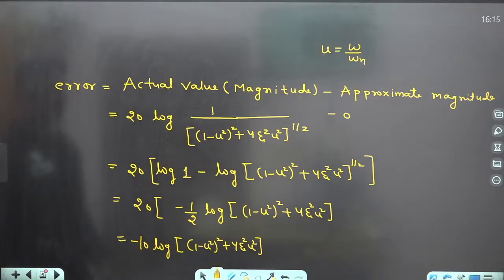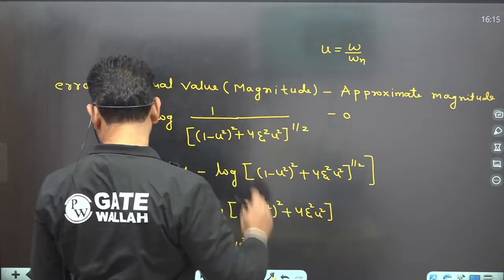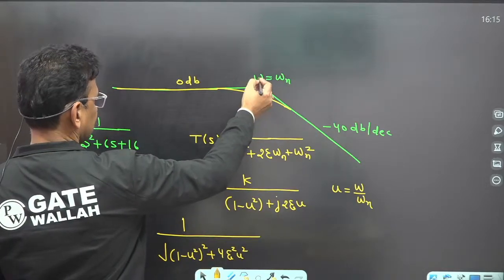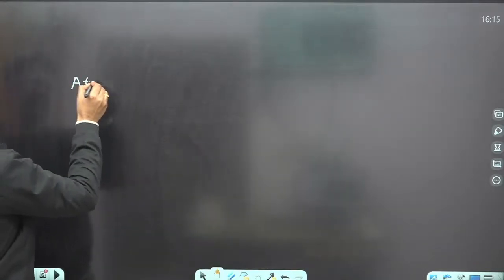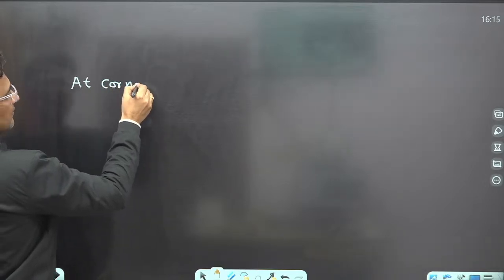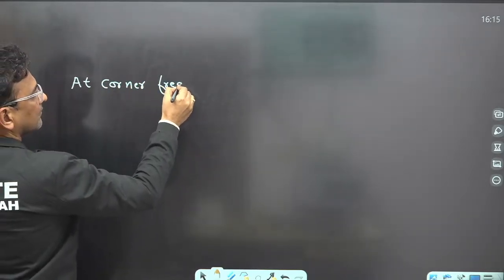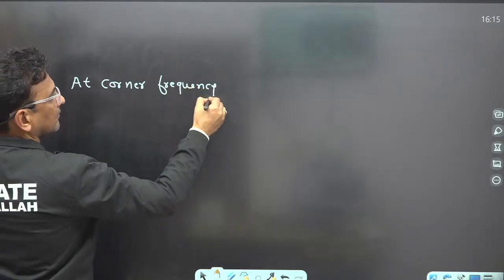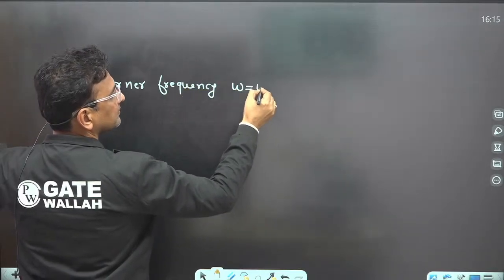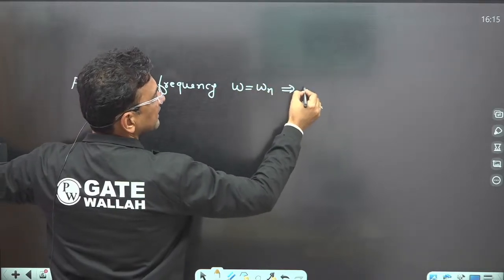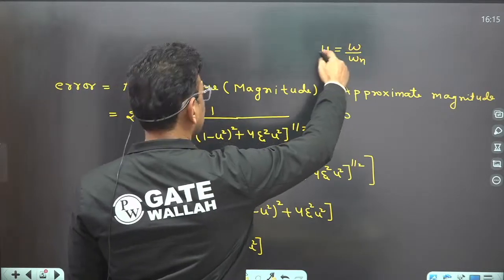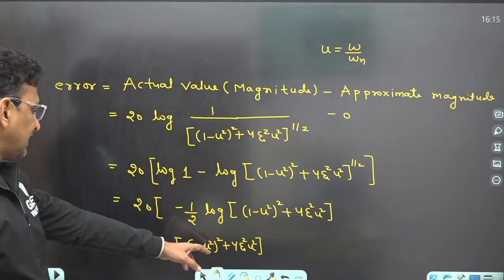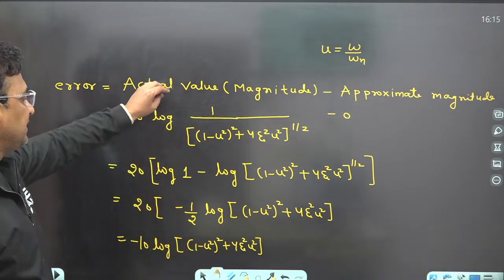Clear? At the corner frequency, omega is equivalent to omega n, because at the corner frequency the frequency is equal to omega n only. If omega is equivalent to omega n, that means u will be 1 only, because if I put omega equal to omega n here, u becomes 1. So put u equal to 1, and you will get the magnitude at the corner frequency.